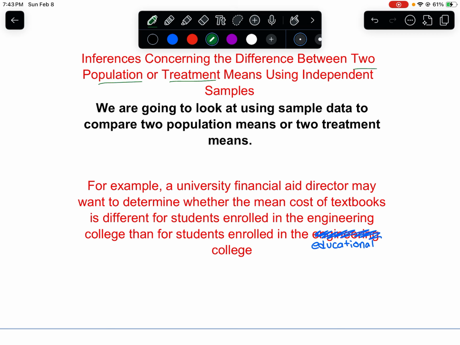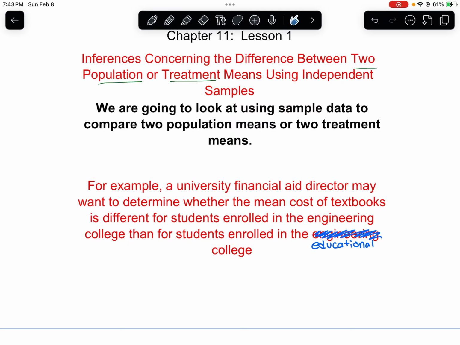And then another bigger change is our degrees of freedom. Unfortunately, degrees of freedom is not going to just be n minus 1 anymore. So there's a bit more math that goes into that because, again, we might have 2 samples of different size. So we can't just take n minus 1 necessarily.